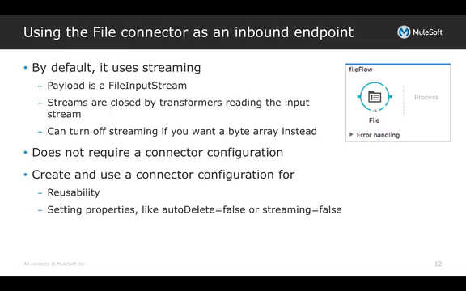You can turn off streaming if you want, and this will give you a full byte array representation of the data from the file. It does not require a connector configuration, so this is an endpoint that you can have standalone without a global element accompanying it. But you can create a connector configuration for additional configs like setting properties such as auto-delete and streaming, and also giving you something that's reusable. So if you have multiple file endpoints, they can all inherit configuration from that global connector configuration.